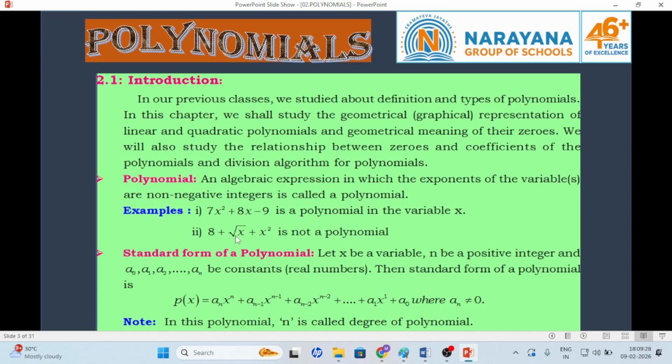So here root x means x power 1 by 2. It is a fractional power, not an integral power. So the second example is not a polynomial. The first one is a polynomial.